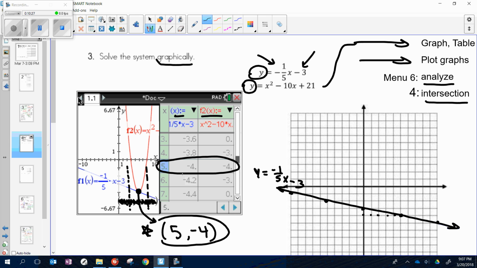Plotting points for your parabola, you would look for the pattern. So here I noticed the pattern on the table. 5, -4 is the turning point. 4, -3, and 6, -3. And then let's see, 3, 0, and 7, 0.